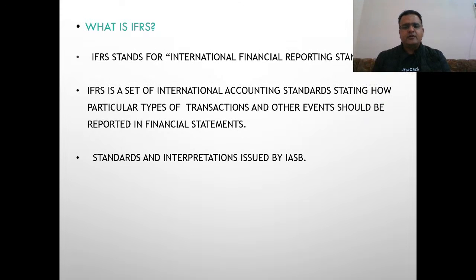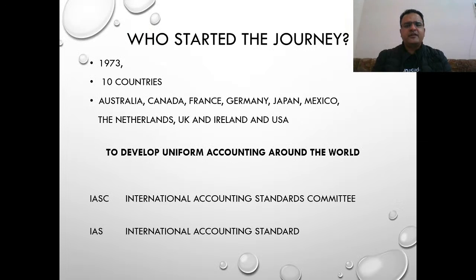So these are standards and interpretations issued by IASB. IASB is the International Accounting Standards Board. So who actually started it? Earlier in my discussions, I used to say that a group of 9 countries decided it: Australia, Canada, France, Germany, Japan, Mexico, Netherlands, UK, and USA. Ireland was earlier not mentioned separately. Now, since it is separate, we have included 10 countries who are responsible for the introduction of IFRS globally.